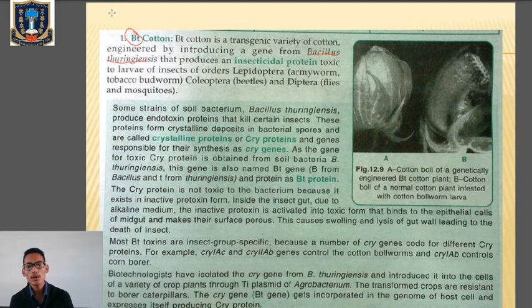Most BT toxin genes are insect group specific, and because a number of cry genes code for different Cry proteins, just remember a few of the names of the genes.